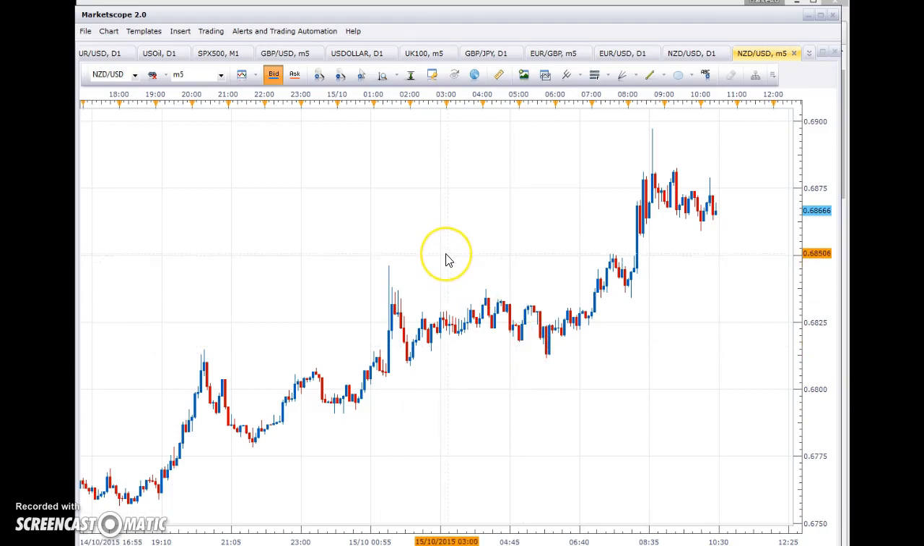Okay, so this is the Kiwi dollar. Now you can see this is a 5-minute chart. We were talking yesterday about trading with a 5-minute chart. So I'm going to give an example starting from there, but I also use a higher time frame, just to give you an idea of how that changes things using the same indicator.